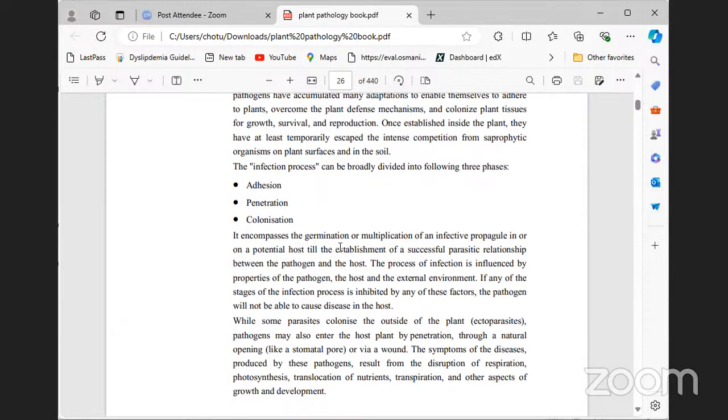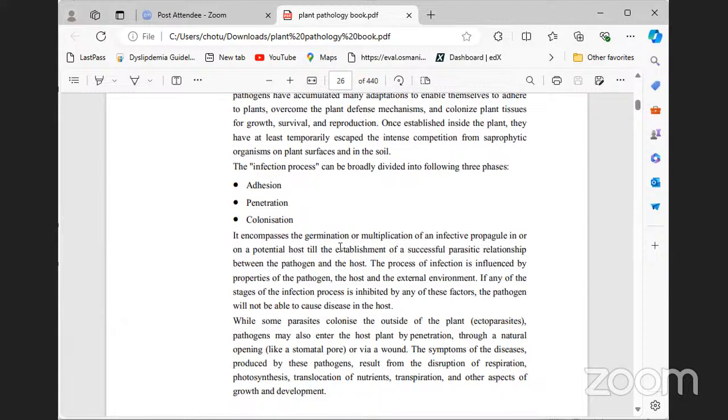Another way is a wound. If there are wounds or any damages in the plants, entry or penetration into the plant body can happen there also.